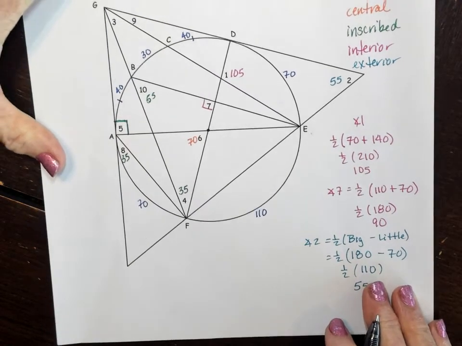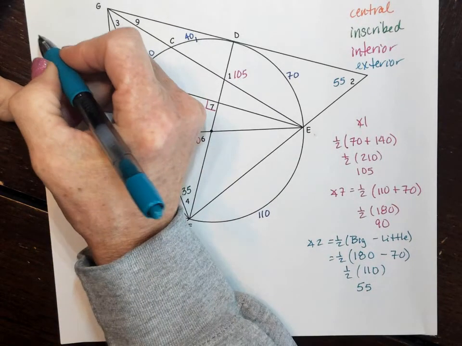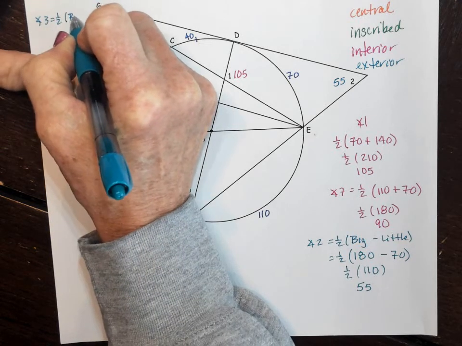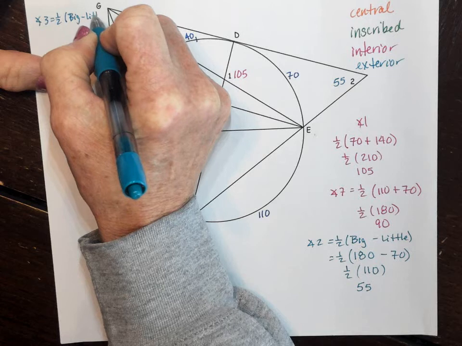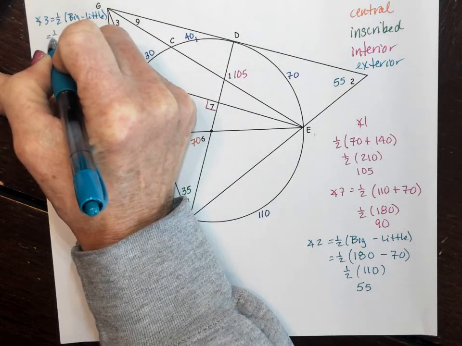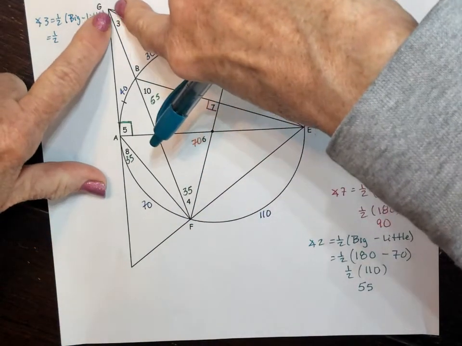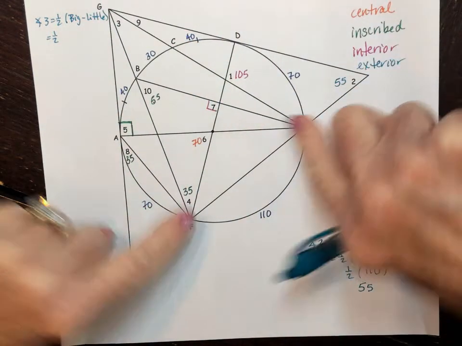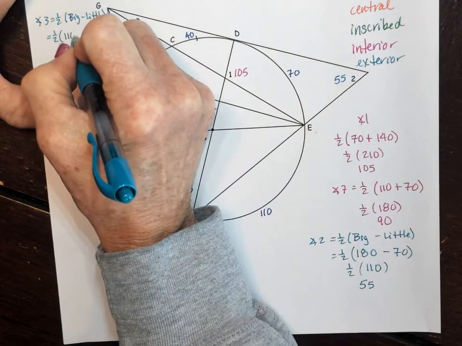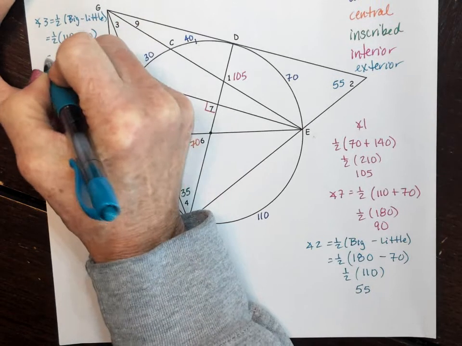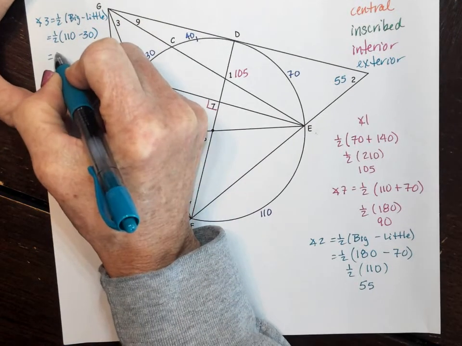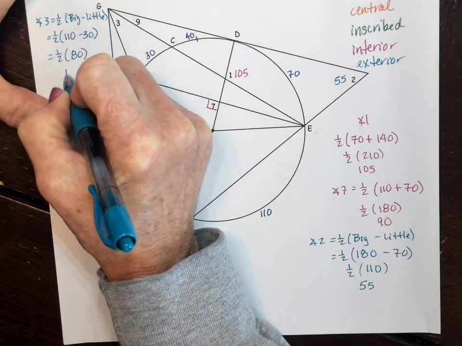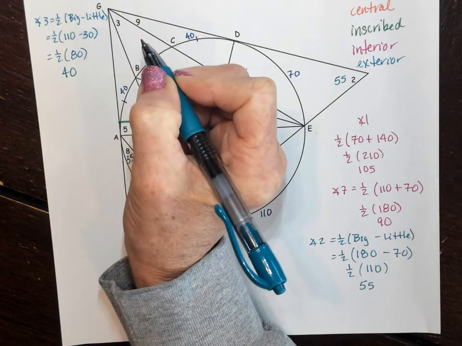Let's find angle 3. Yeah, I can do that over here. Angle 3, half big minus little. Half. The little arc for angle 3 is 30. The big arc for angle 3 is 110. Let's see, half of 110 minus 30 is 80. Half of that, 40.